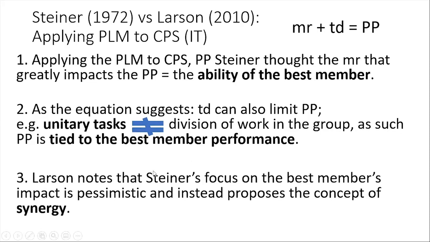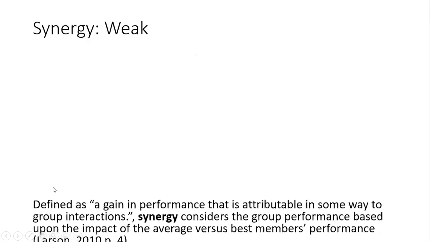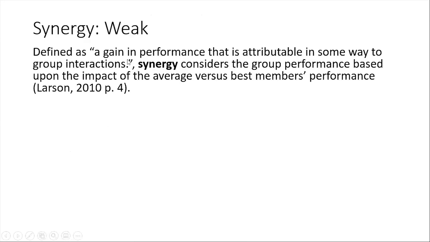However, even though Larson does agree about the TD being unitary tasks to affect the PP, Larson disagrees with Steiner's synopsis that the key MR to affect the PP is the best member. Instead, Larson says, let's look at synergy, which talks about more than one member in the collaborative group. According to Larson, synergy is a gain in performance that is attributable in some way to group interactions. And it talks about the average member and the best member's performance.